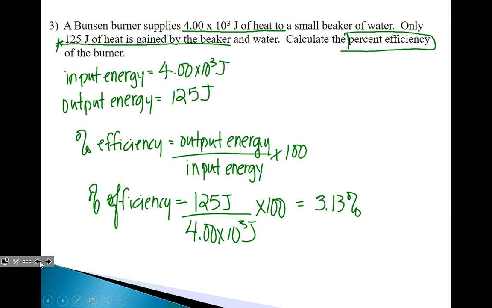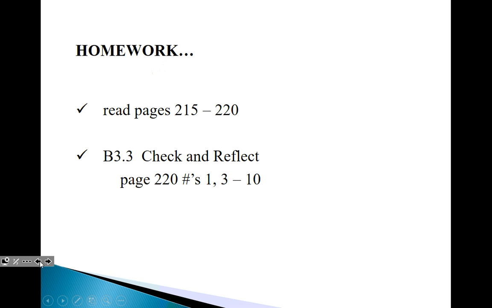So that's a poorly efficient machine, but a lot of machines are inefficient actually, because so much is used up or wasted as heat.